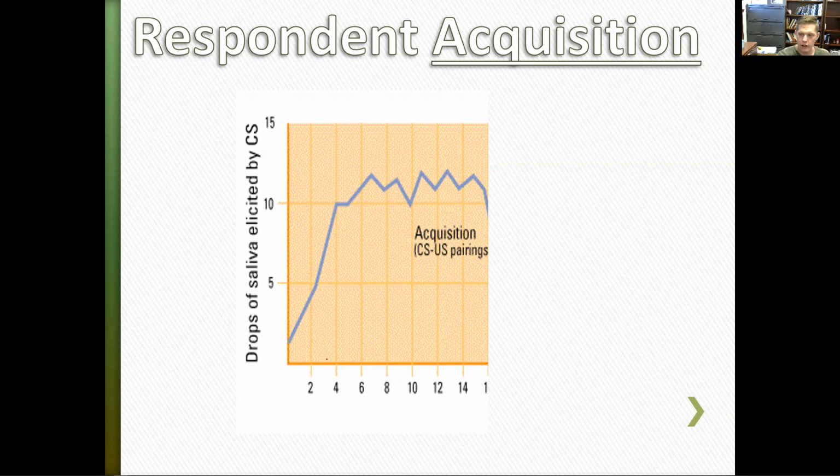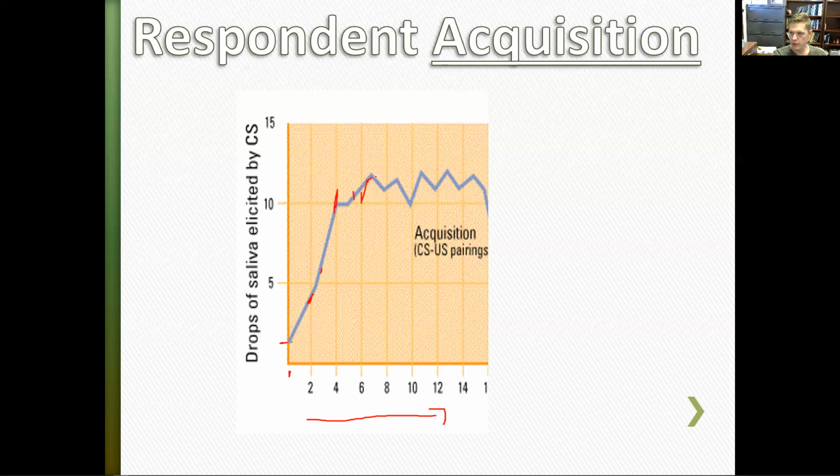You can think of our x-axis as the number of pairings, the number of times we present the metronome followed by the food. This is our acquisition, or learning, phase. You can see that at first, on the first trial, the metronome itself produces very little salivation, but on the second trial it produces more salivation. Then on the third trial, more salivation. On the fourth trial, even more. Fifth trial, more salivation. Sixth trial, more.